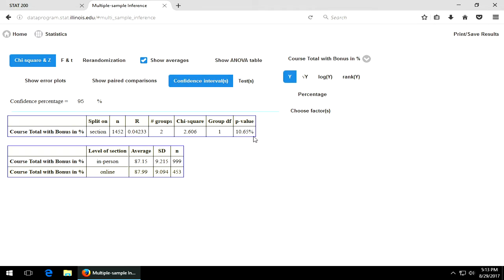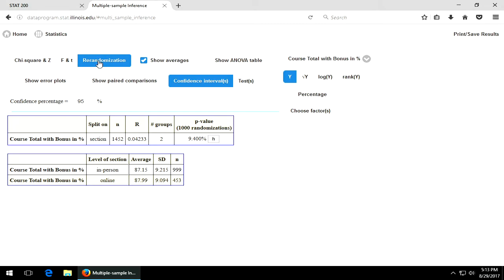10.65% of the time it's going to happen just by the luck of the draw. So we can actually enact the luck of the draw and do a, now this is just the positive R. So it's grouping the negative and the positive together. And we can do a re-randomization test. And this is actually doing exactly what we talked about.